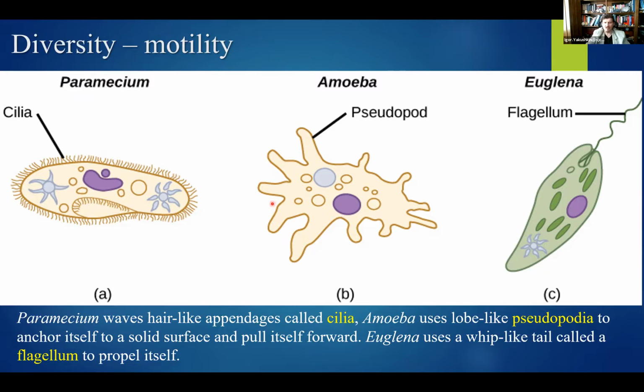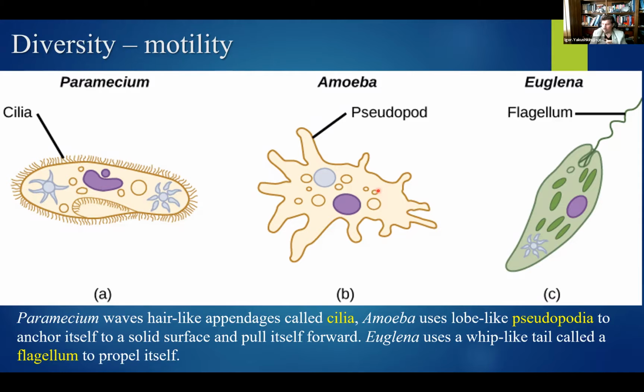Now, amoeba would be the slowest one. It does not have cilia, it does not have flagellum. However, it has a very curious way of moving. It creates something known as pseudopods. Pseudo means false, podos means foot, right? So pseudopod is literally an extension of the cytoplasm.